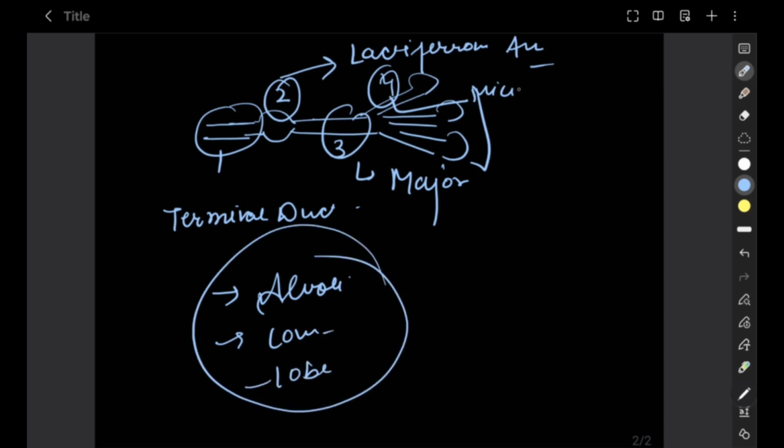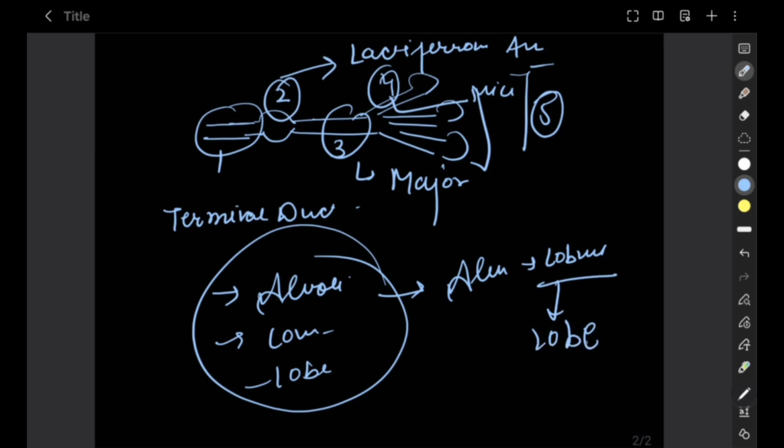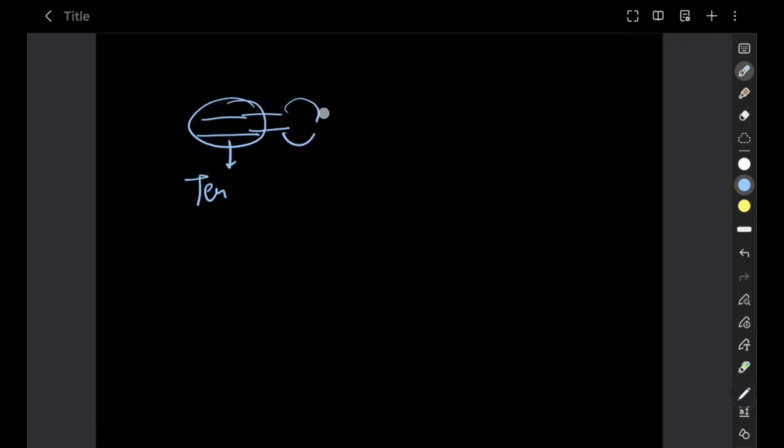See, all of them are the fifth part. What does it mean? Alveoli form lobule and lobules form lobe. So once again I will repeat. First part is what? Terminal duct. It gives rise to the lactiferous ducts, major lactiferous duct, minor lactiferous ducts, and alveoli, lobule, lobe.